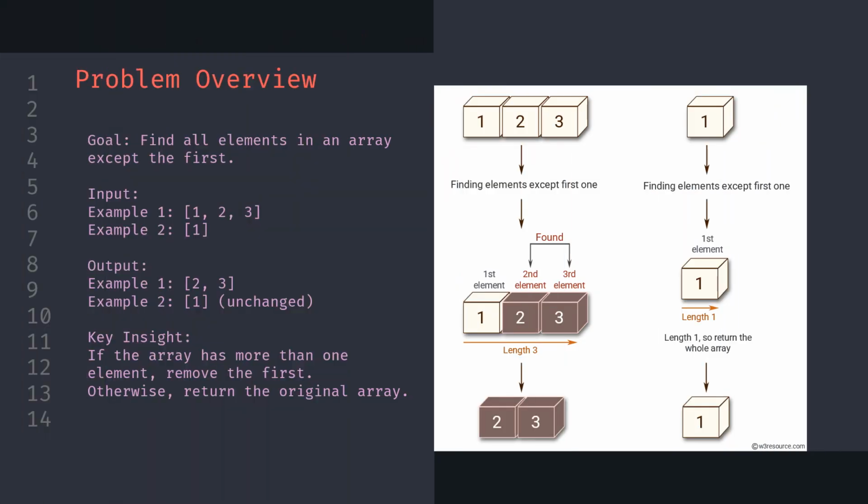The goal here is to extract all elements from an array except the first one. For example, if the input is 1, 2, 3, the output will be 2 and 3. However, if the input is just 1, the result will be the same since there's only one element in the array.